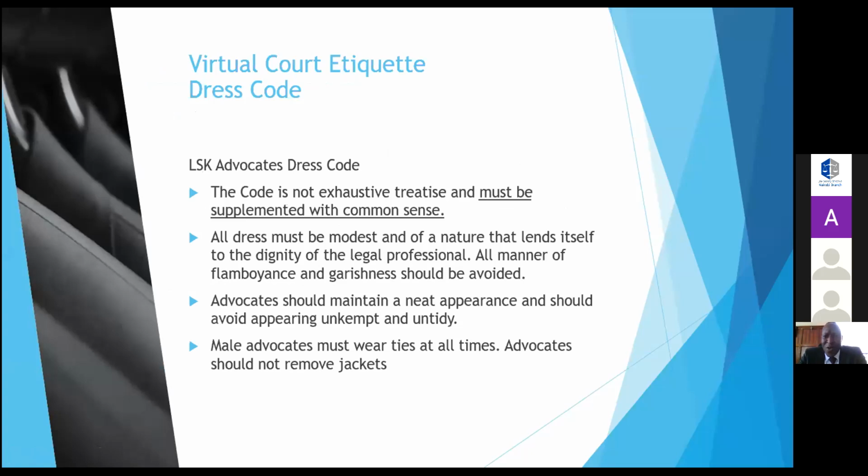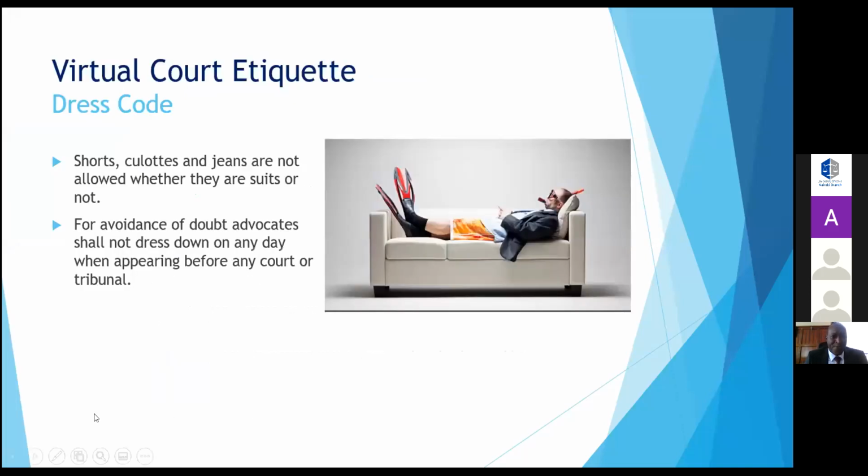The next issue is how one is to be dressed in a virtual court. We have the LSK Advocates Dress Code, although it may not be exhaustive, but it is to be supplemented by common sense. The dress must be modest, of a nature which lends itself to the dignity of the legal profession. Flamboyance and garishness is discouraged. Advocates, in the usual manner, are supposed to maintain a neat appearance and avoid appearing unkempt or untidy. Male advocates must always be in their ties and jackets. Let's move to the next.